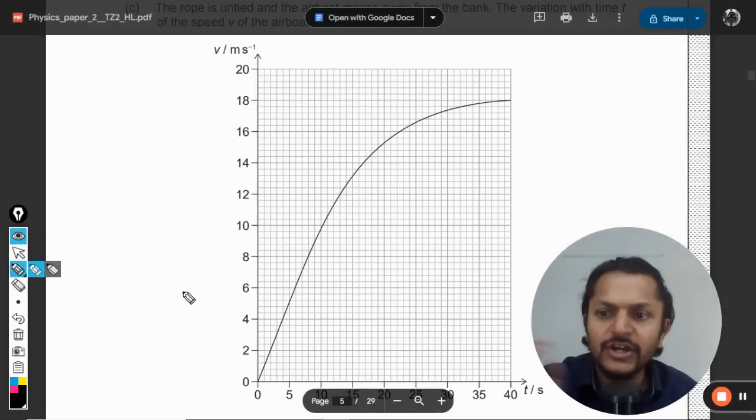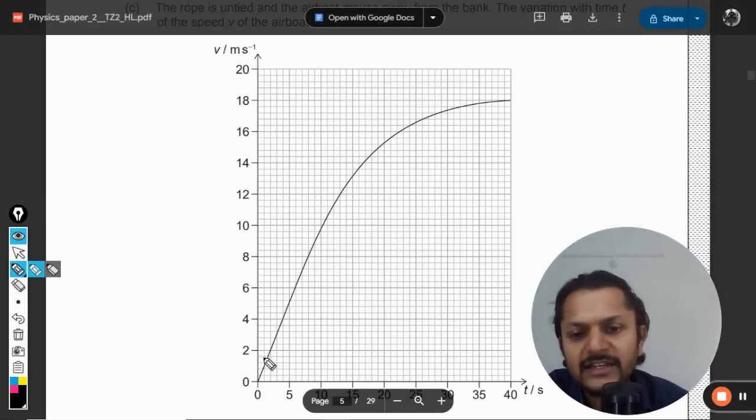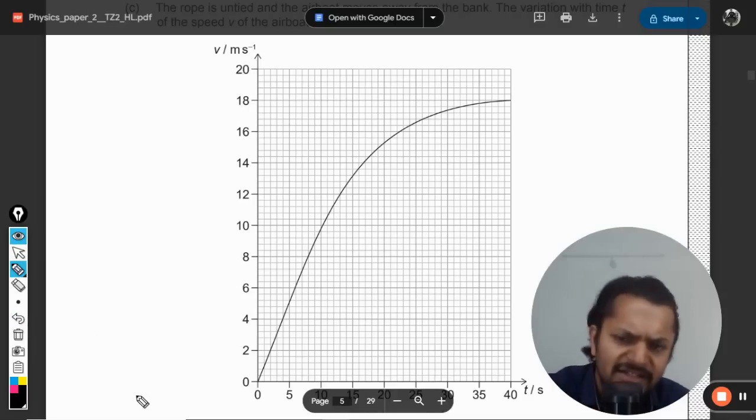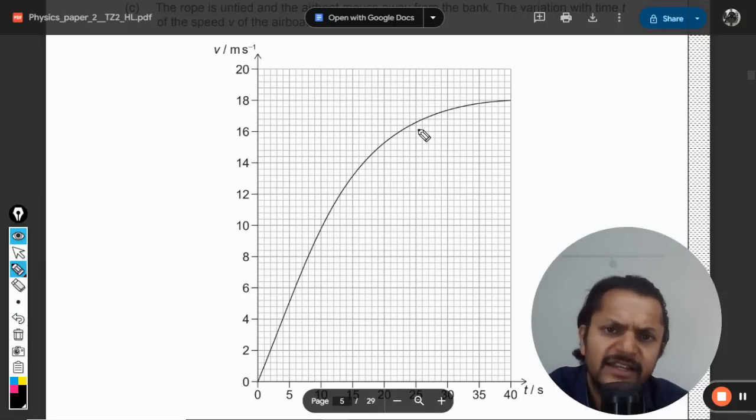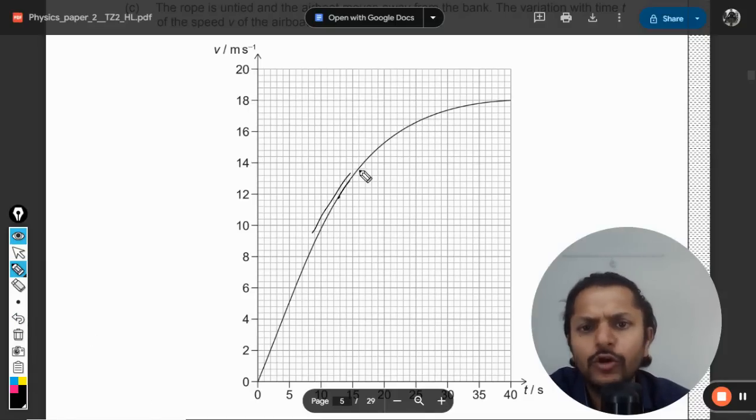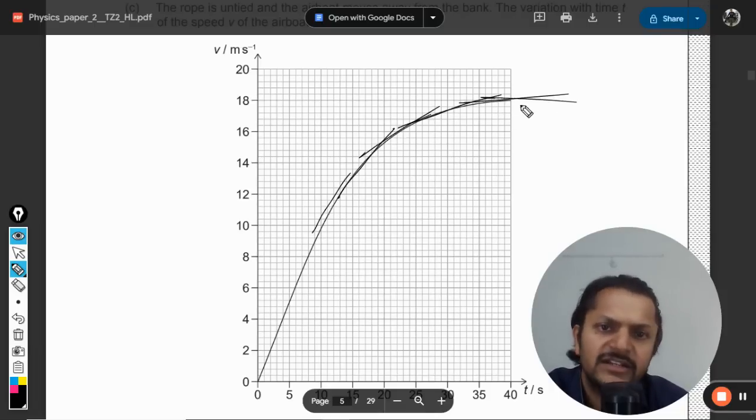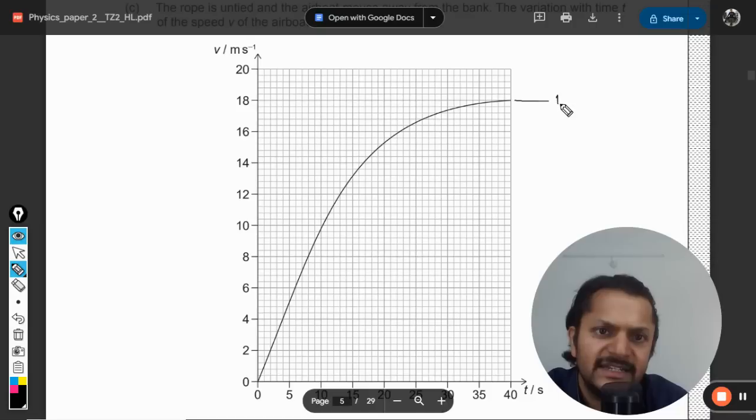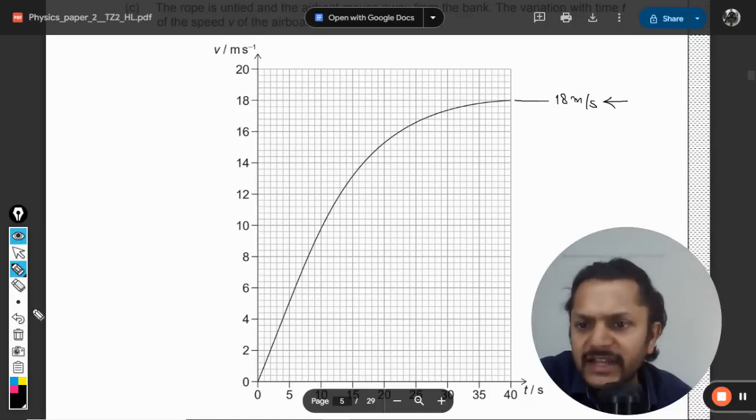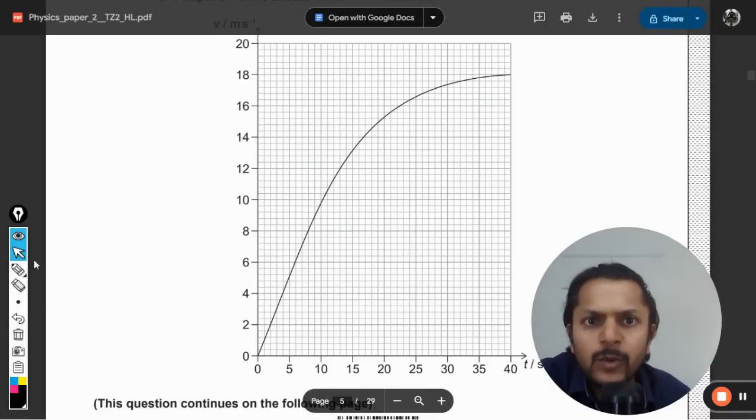And this is what exactly is happening here. You can clearly see here that the slope is very high, and the slope is kind of the acceleration, and then it keeps on reducing. Slope is the acceleration, so you can clearly see that the slope is reducing. Here the slope becomes 0. So the terminal velocity is given by 18 meter per second. This is the terminal velocity that is attained. Now let's see what is the question.